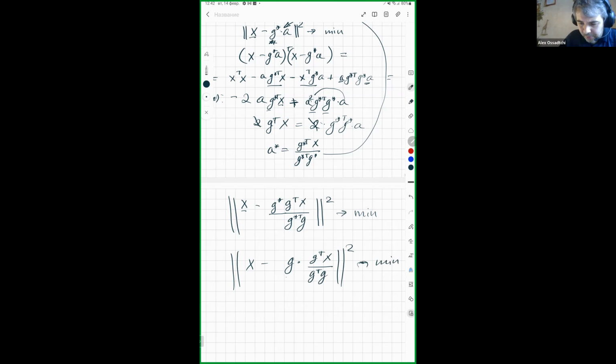See, this is a vector, this is a vector, this is a vector, this is a vector. This is g transpose g, which means that you can rewrite it and say that this is basically again x minus g multiplied by g transpose x divided by the square norm of g. Agreed?